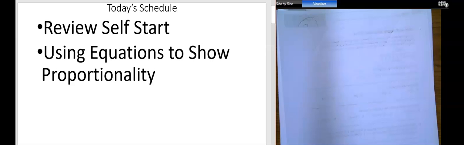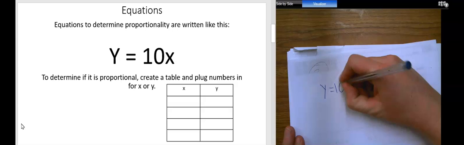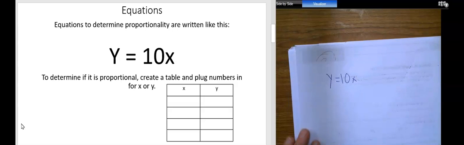Today, we reviewed our self-start. We're going to use equations to solve proportionality. Ultimately, our goal today is that you can switch between equations, tables, and graphs. And if you can switch between those and identify proportionality, you're good. Okay, so our first problem is y equals 10x. And we want to know if it's proportional. If it is proportional, what is the constant of proportionality, and how do we create a table?